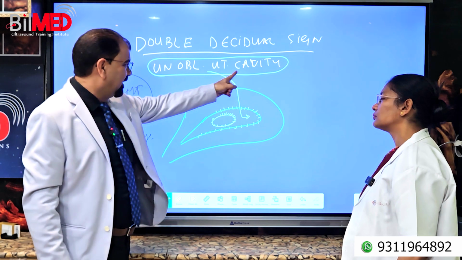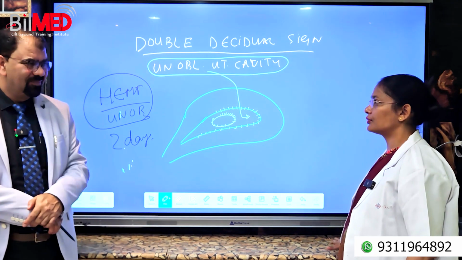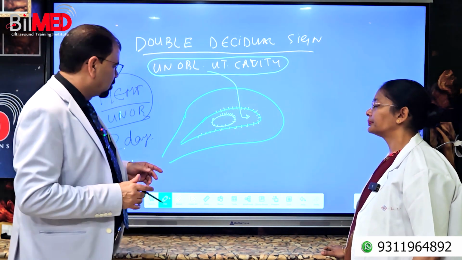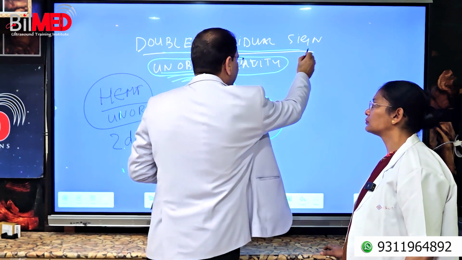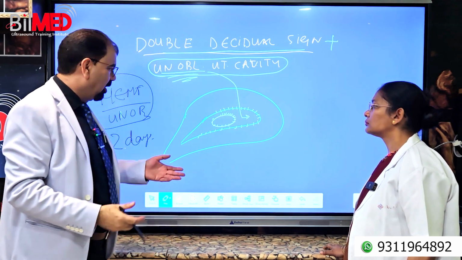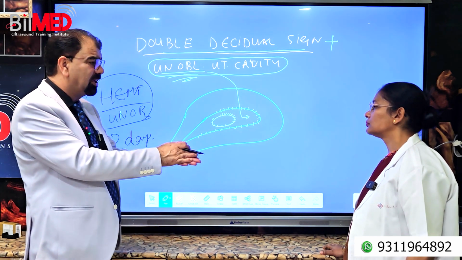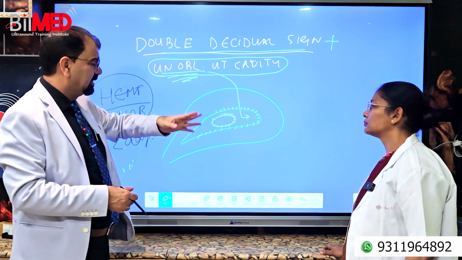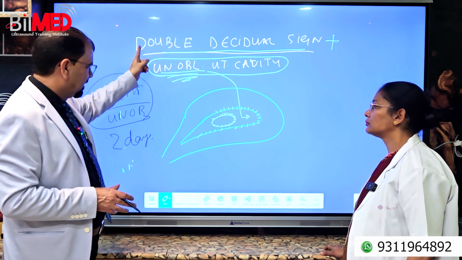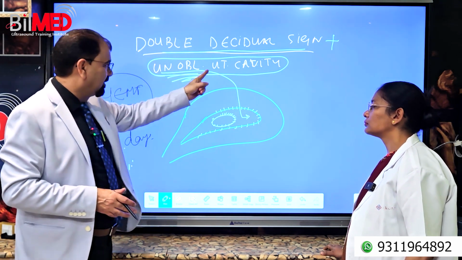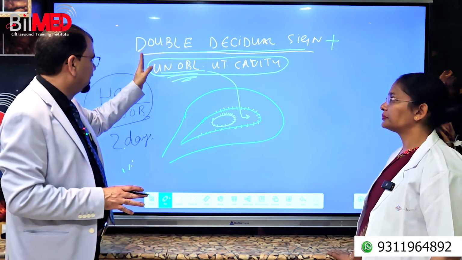Can I turn the table round? If I see an unobliterated uterine cavity, the double decidual sign has to be positive. Of course, 100%. Now, if you don't have any unobliterated uterine cavity, both will come together and merge, and you will not see a double decidual sign. So in one line, the double decidual sign is nothing but the reflection of an unobliterated uterine cavity on ultrasound. Clear?